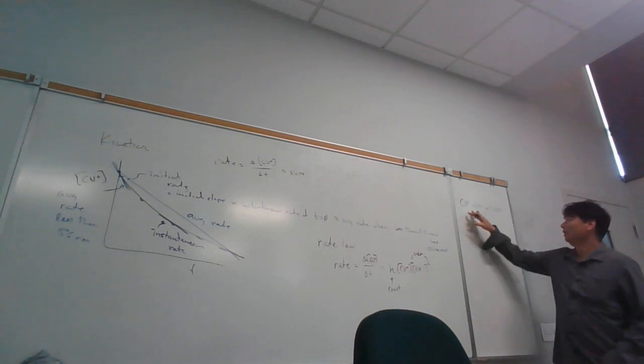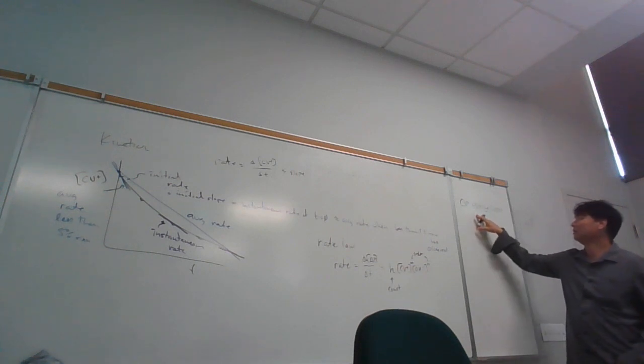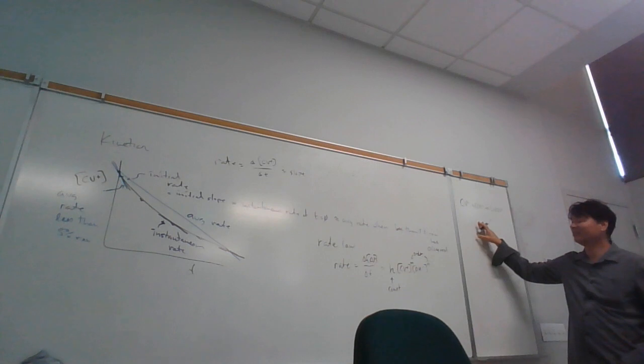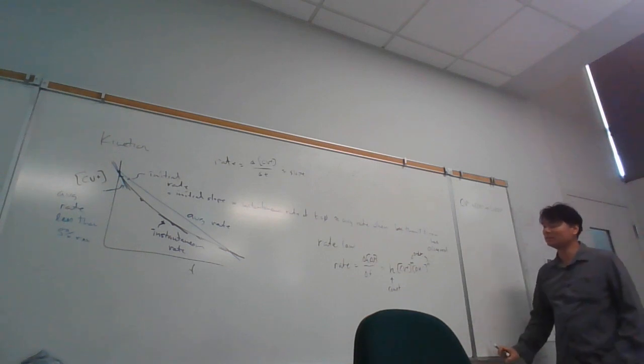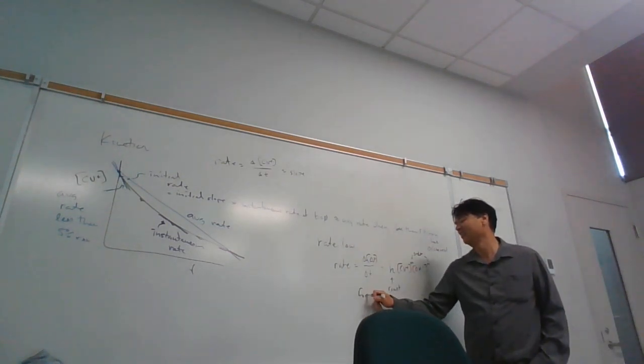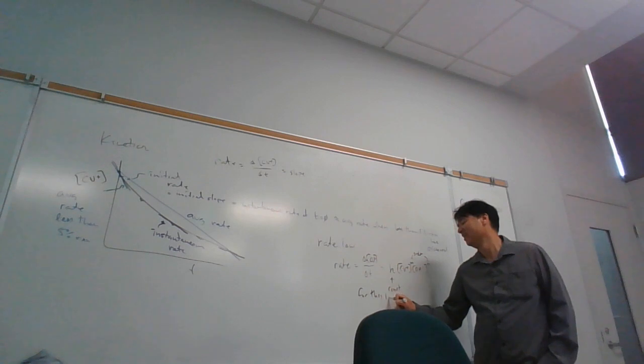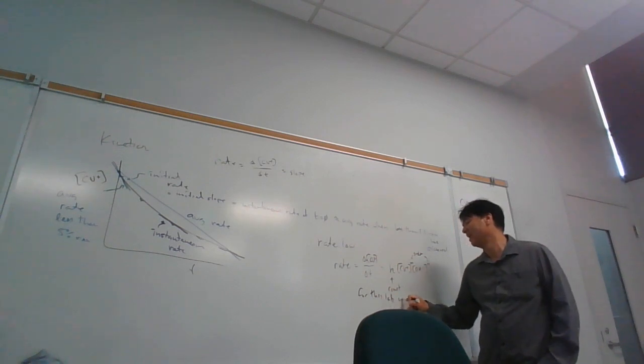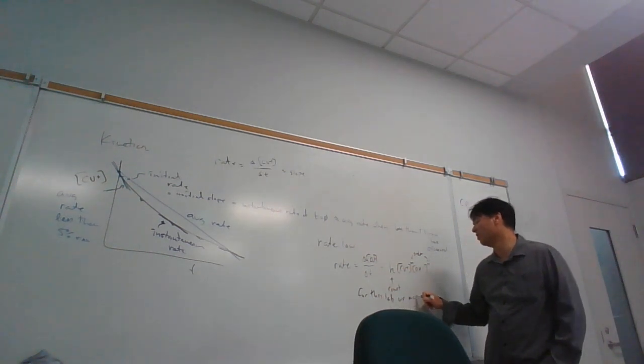Now, it's complicated because we have 2 variables. And since we have 2 variables, what we do sometimes is we simplify it into 1 variable. And that's what we do for this particular lab. For this lab, we make the hydroxide concentration very large.